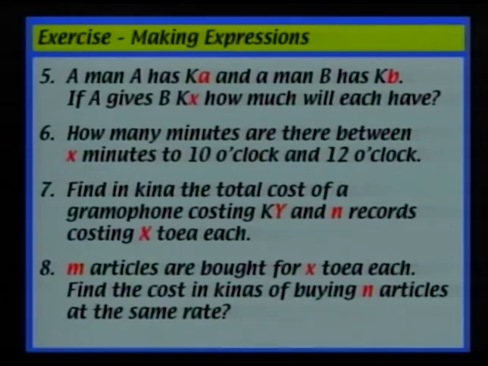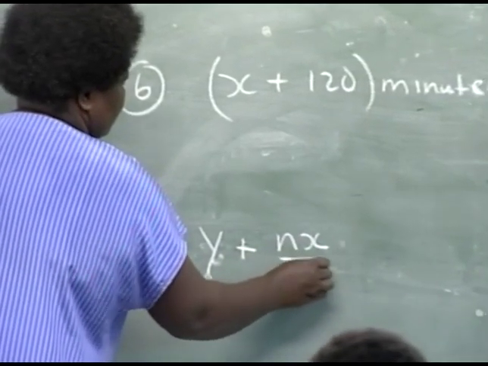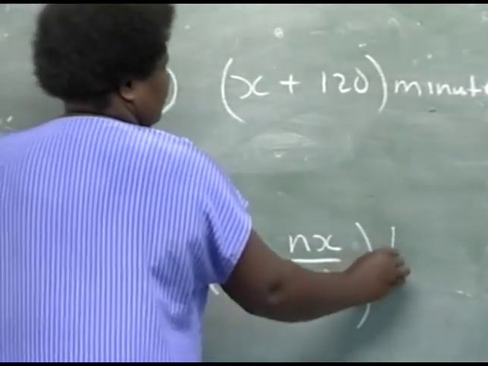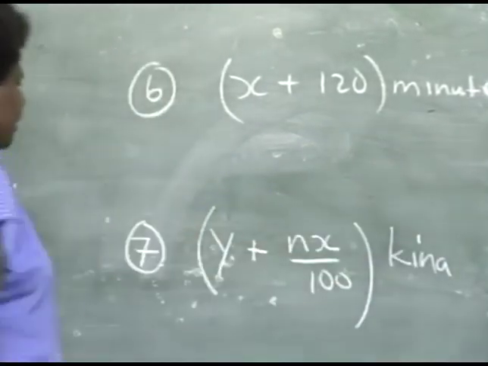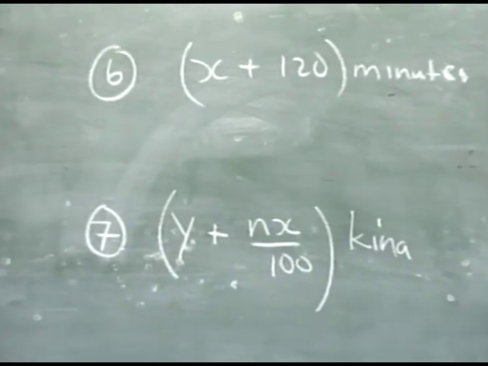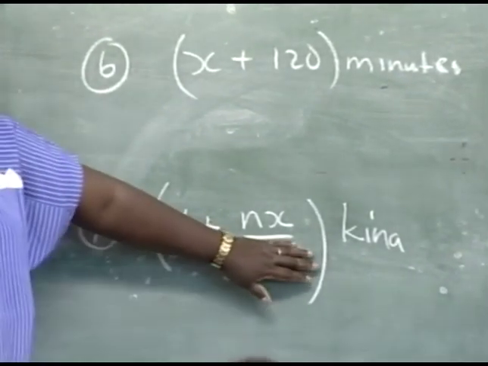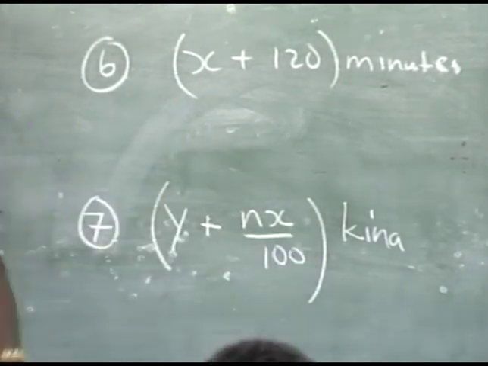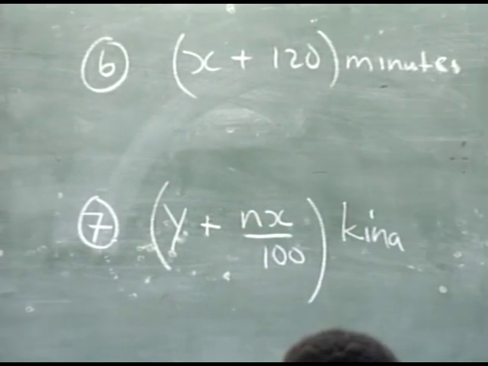Number 7, Lester. Y kina plus NX over 100. Okay, Y plus NX over 100. This NX is in toya. To get it in kina, you have to divide it by 100. So now that's in kina.